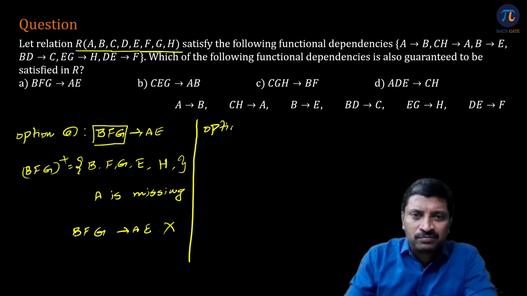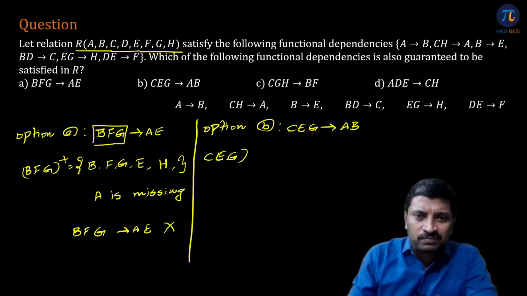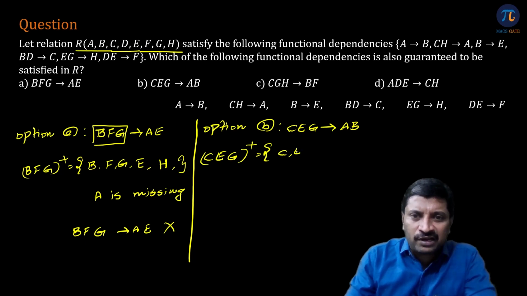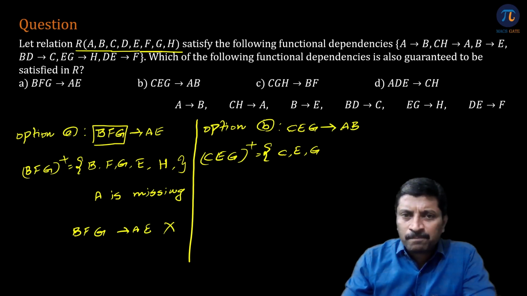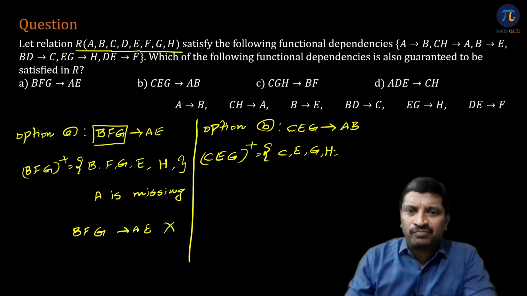What is the second option, sir? CEG implies AB. So find the CEG closure. What is the closure of this one, sir? With CEG, I can find CEG. Now, anything else, sir? Please check it, sir. So with A, we don't have. With the CH, we don't have. With the B, we don't have. BD, we don't have. With the EG, we can find H. Right, sir? So anything else?